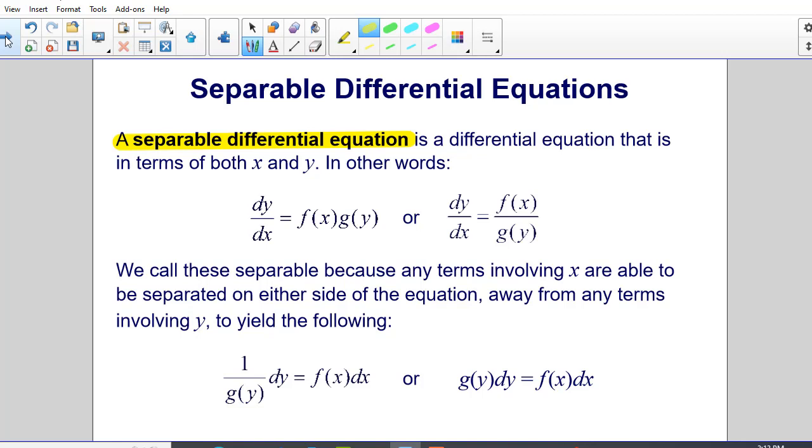So if I take my first one and I multiply both sides by dx and divide by g of y, I get this equation right here. If I cross multiply dx and g of y here, I obtain this differential equation, or this solution, g of y dy is equal to f of x dx.